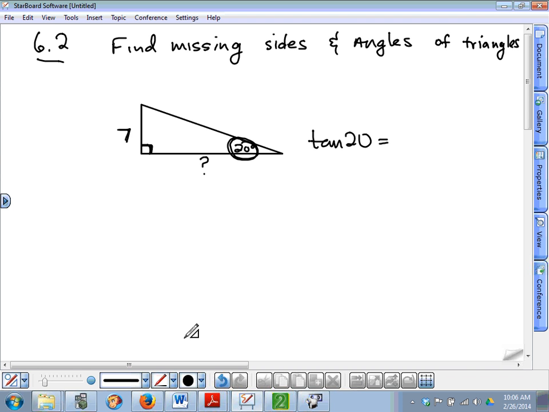What's the ratio now? Tangent is opposite over adjacent. So it'd be 7. And instead of doing question mark, let's just make this a little more mathematical. Let's do x instead of a question mark. The tangent of 20 is 7 over x. 20 is inside of the tangent function. We can't mess with 20. Okay, we got to solve for x.